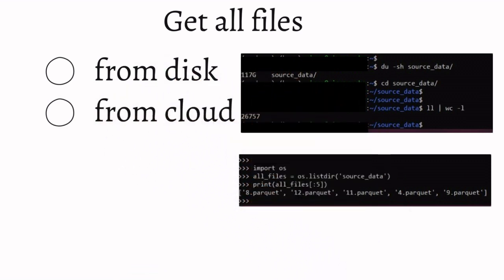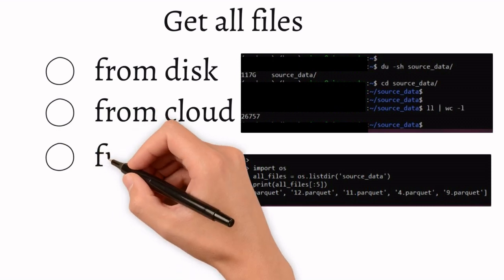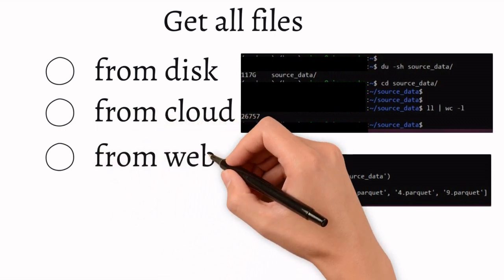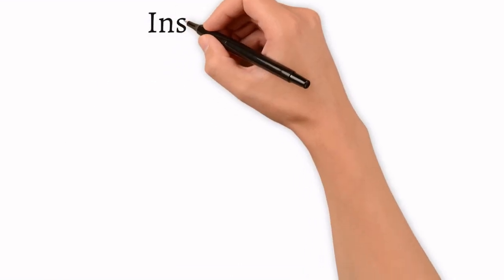Data will not always be available on disk. Many times it will be on cloud services like AWS S3, or on a Web API. In that case, we will first see what is the best way to process the data at that data source. Inspect Parquet.